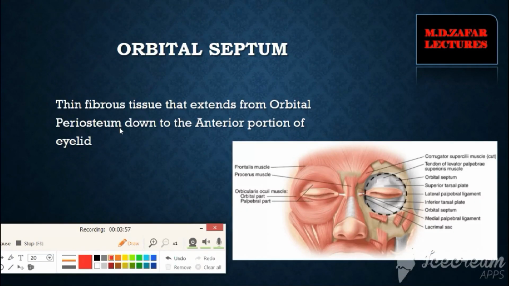Now, before talking about the infections, we need to learn about the concept of the orbital septum. As you can see, this is the orbital septum. It is a thin fibrous tissue which extends from the orbital periosteum down to the anterior portion of the eyelid. It is present above as well as below. If you know the concept of the orbital septum, it will help you differentiate between the different types of infections which can occur in the orbit.